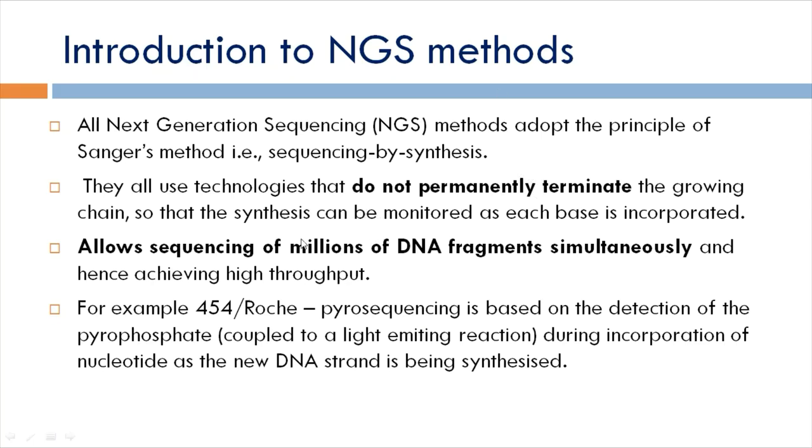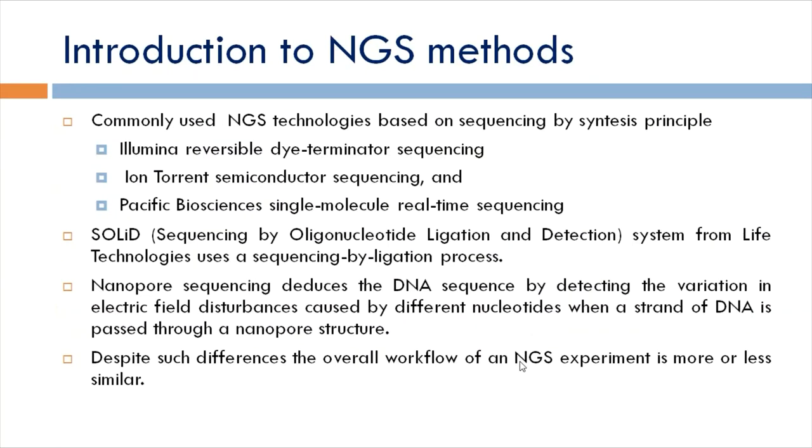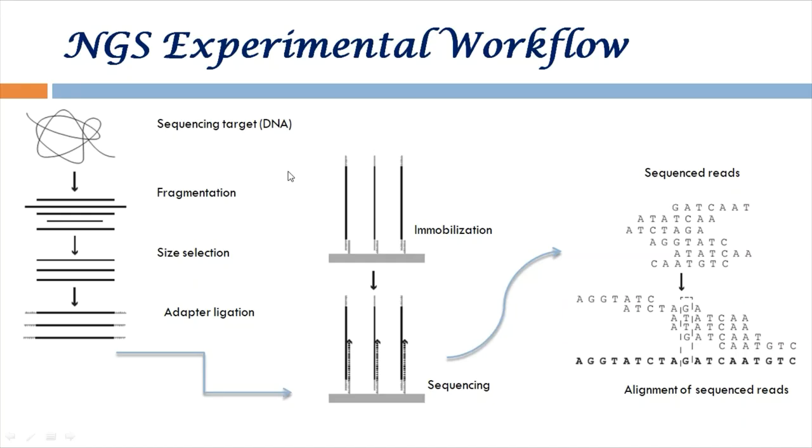They do not permanently terminate the growing chain, so that the synthesis can be monitored as each and every base is incorporated. So what does it do? It allows sequencing of millions of DNA fragments simultaneously, and by that it helps us achieve high throughput. There are several methodologies given here. In the beginning of my talk, I told you that I'll keep my talk to a conceptual introduction, but my slides might have a little more detail, and I will be sharing my slides. So anybody who wants more detailed information could go through my slides. There are different types of NGS methods. Illumina, Ion Torrent, and SMRT are the most popular ones.